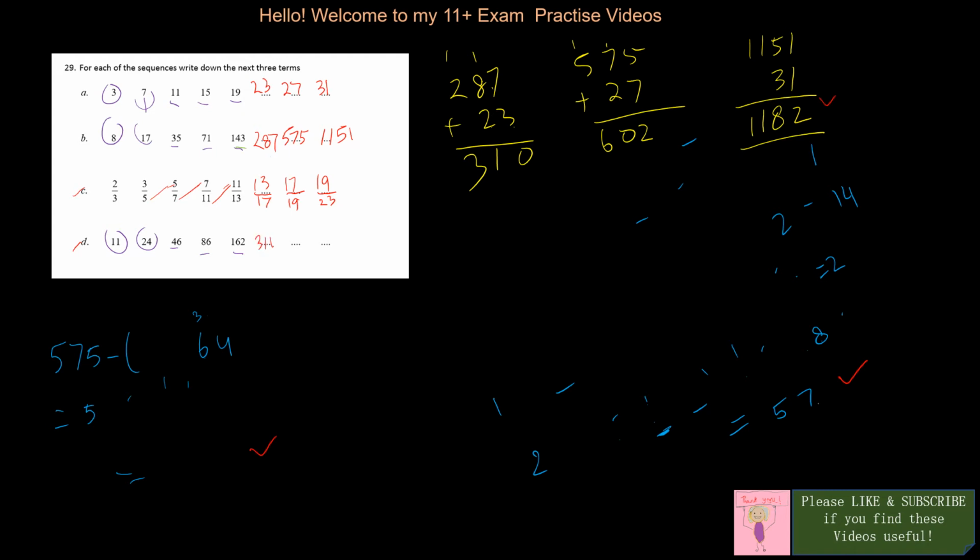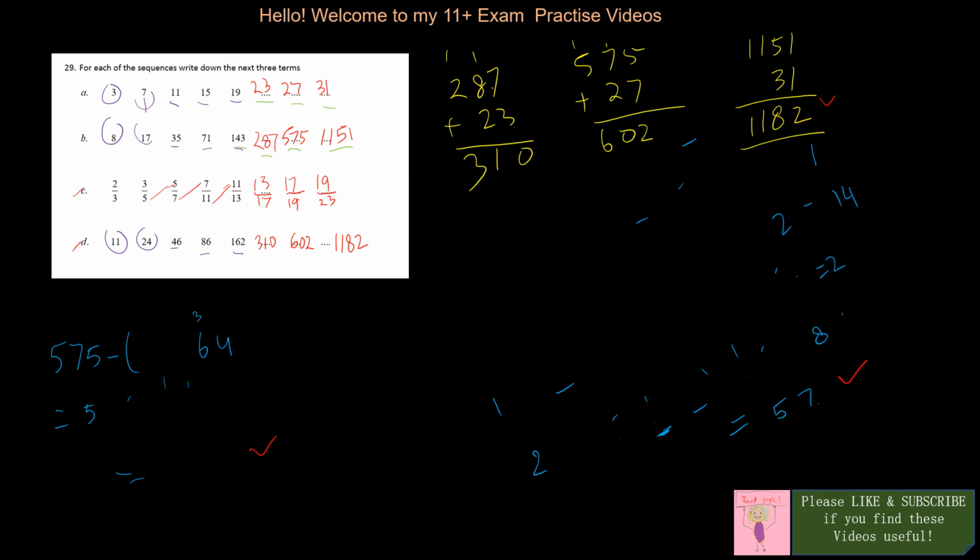310. Next one will be 602. Next one will be 1182. So that's all it is doing. Okay, it's just adding this and this, this and this, this and this. 1 and 3, 2, 3, 5, 8, 11. Yeah, so that's what it does.